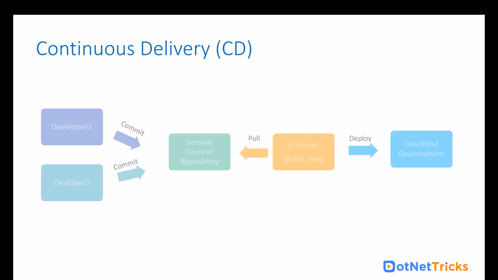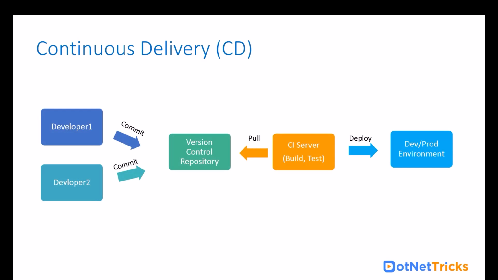Continuous delivery is the next step after continuous integration. What happens when the developer commits the changes to the version control repository? From there the CI server pulls the changes, builds the code and tries to pass all the test cases. If all the test cases pass as per the business acceptance, we can deploy the code to the production environment.